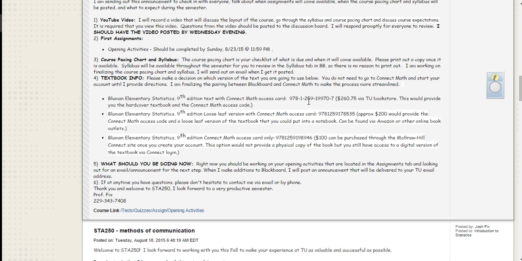Textbook: hopefully at this point you have a textbook, whether you got the hardback with the access code, the loose leaf with the access code, or just the access code for Connect Math. The thing about having just the access code is that it does have an ebook tied to it, so you do actually have a book, just not a hard copy that you can look at like you might be traditionally used to.